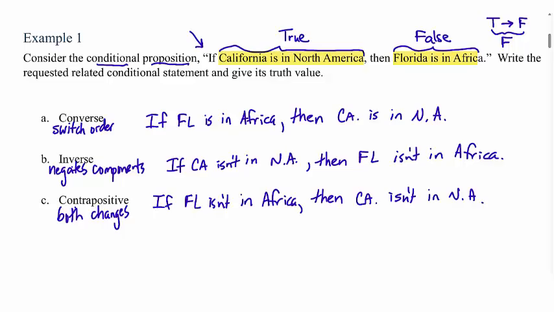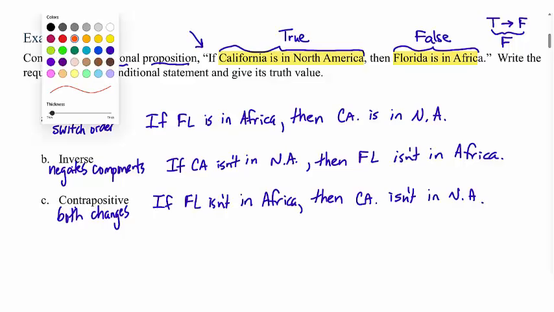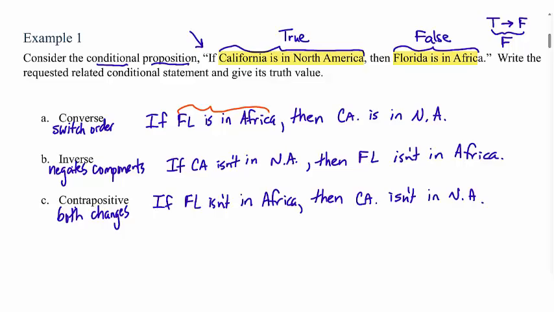So we'll have a little bit more information. For part A, let's look at the truth value. We know that Florida is in Africa is false. We know that California is in North America is true. This means that the converse gave us a false implies true statement, which makes sense because the order is reversed.